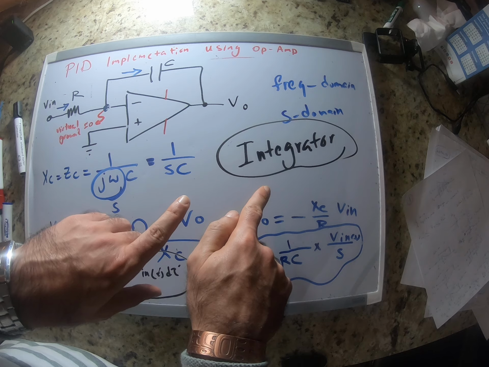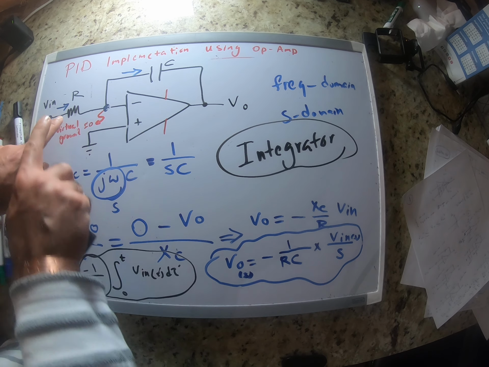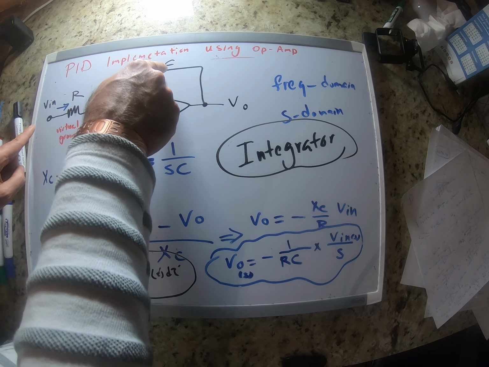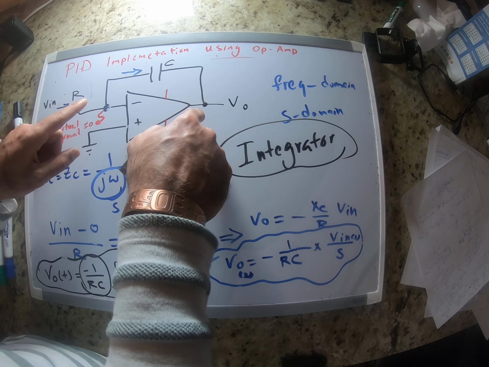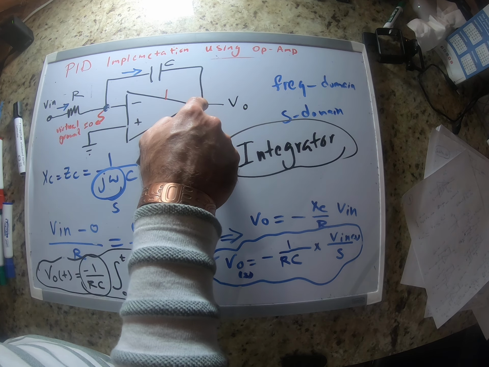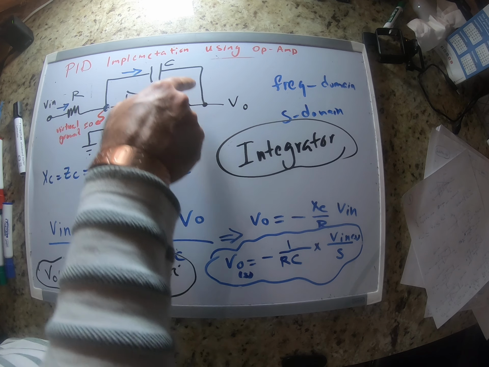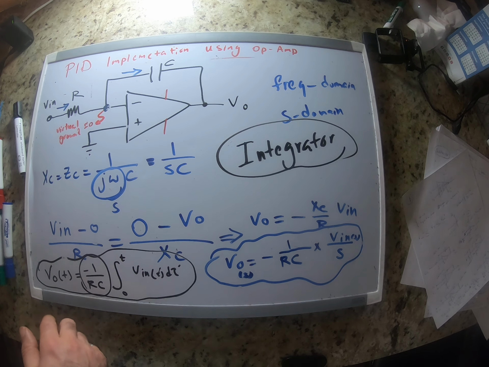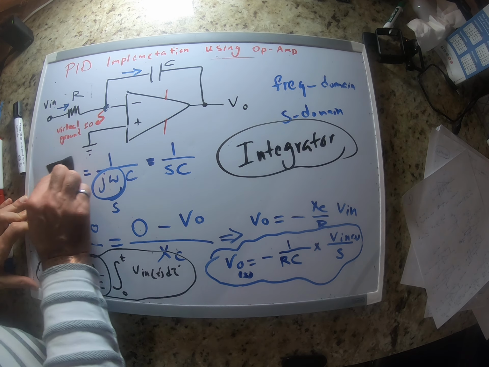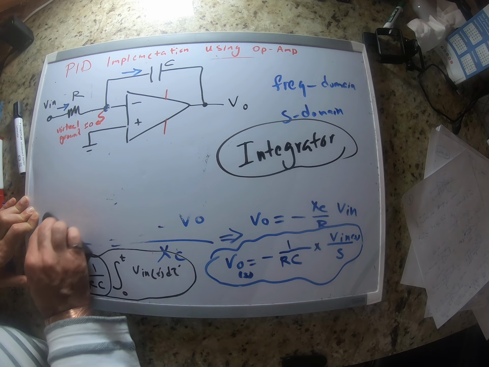So this circuit is the integrator. When you only have an RC circuit here with an op-amp, the capacitor is in the feedback. That becomes an integrator. Now, let me erase this one.